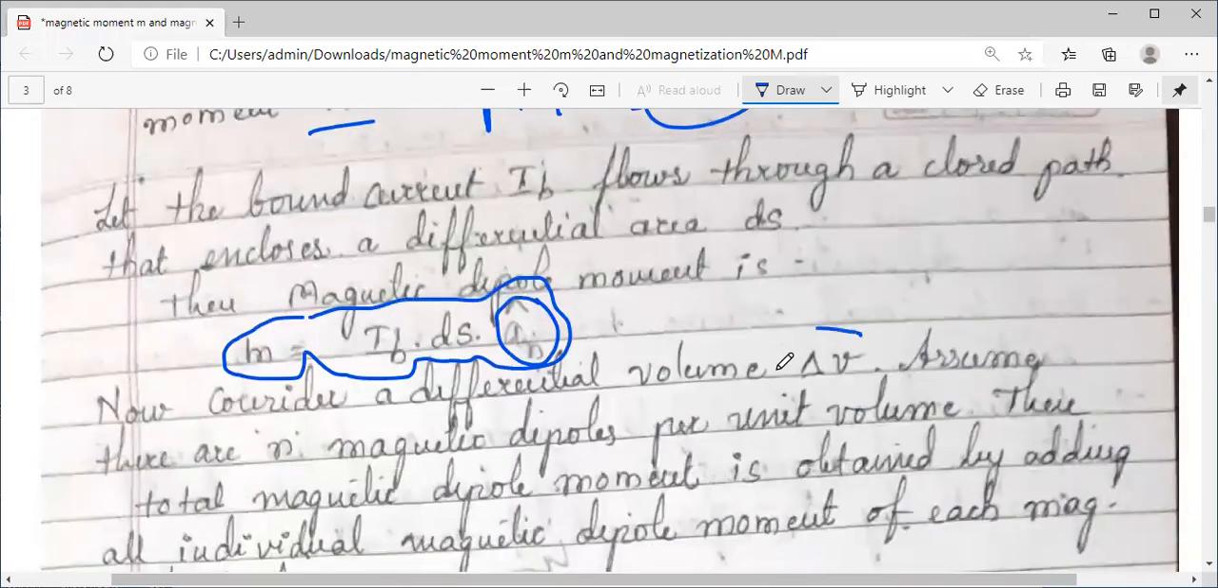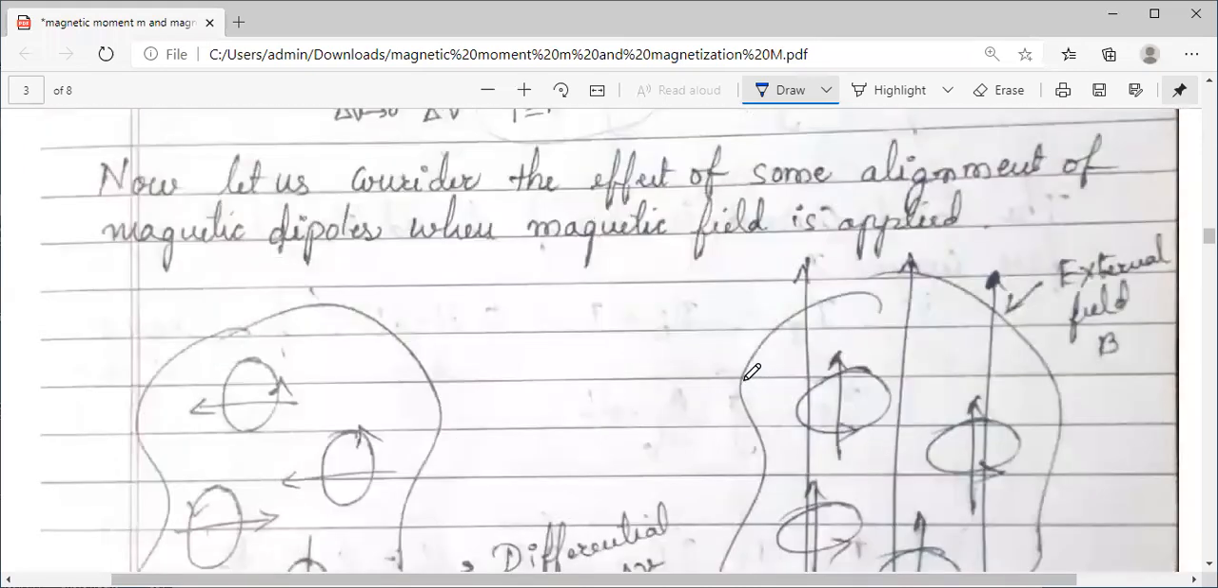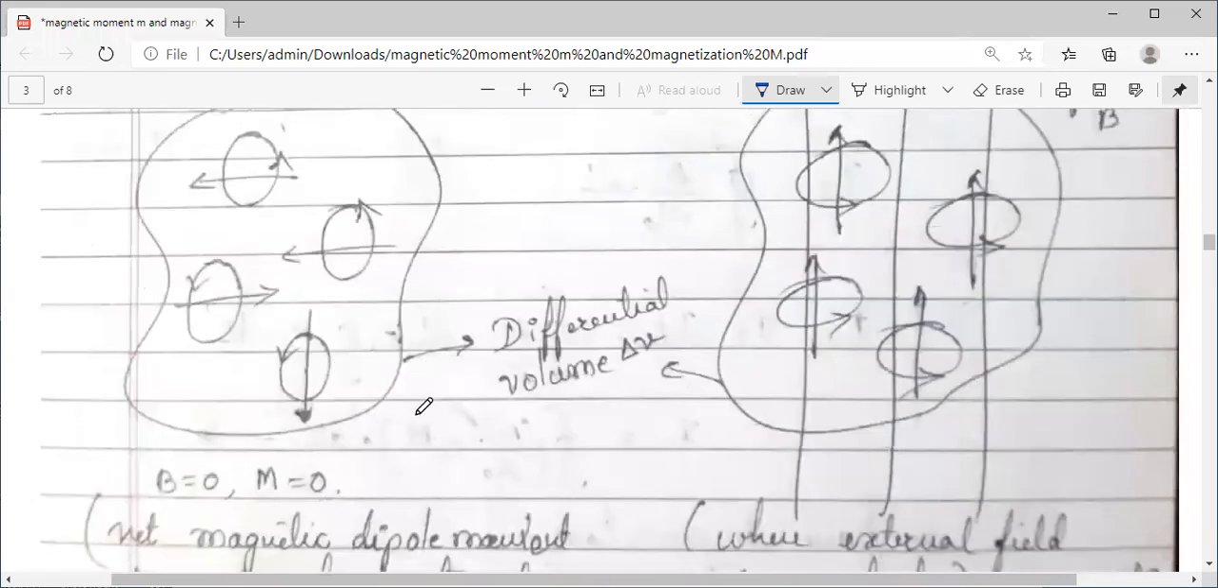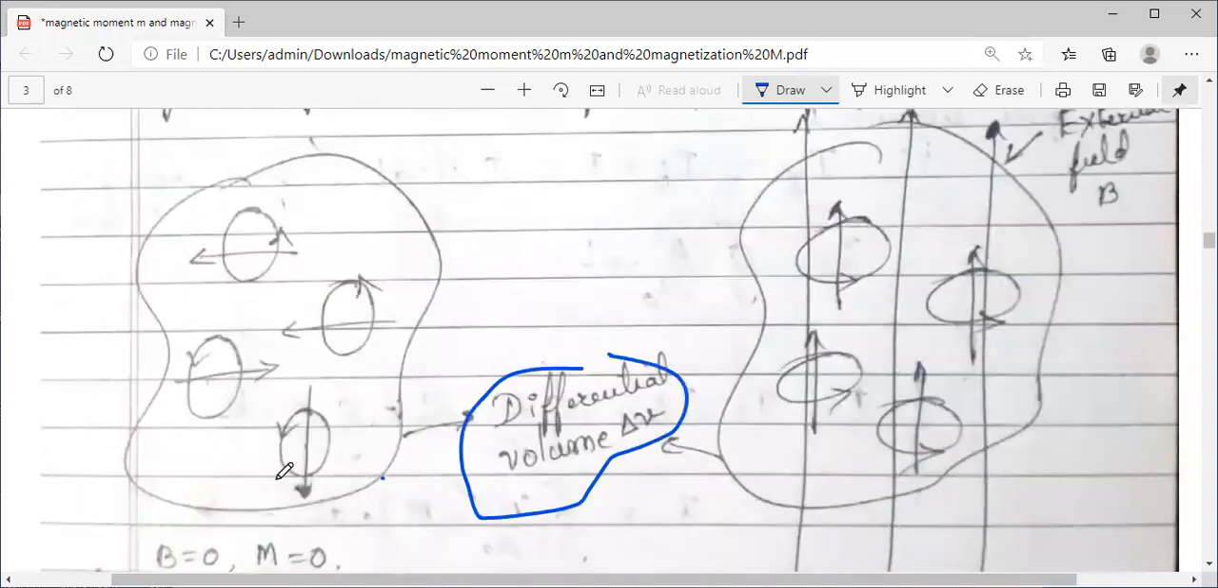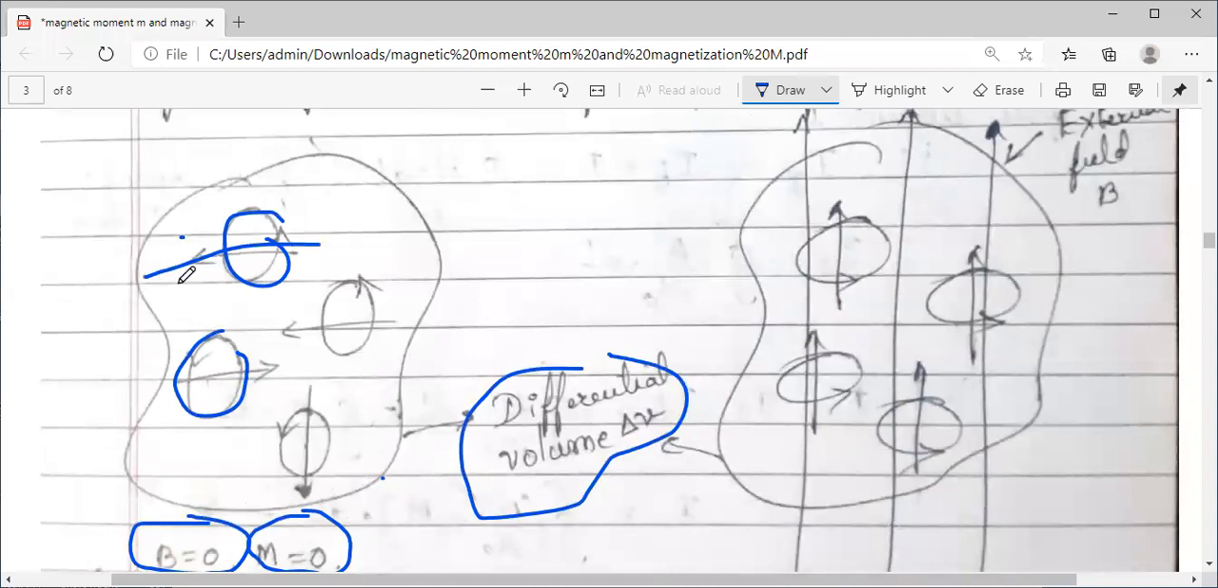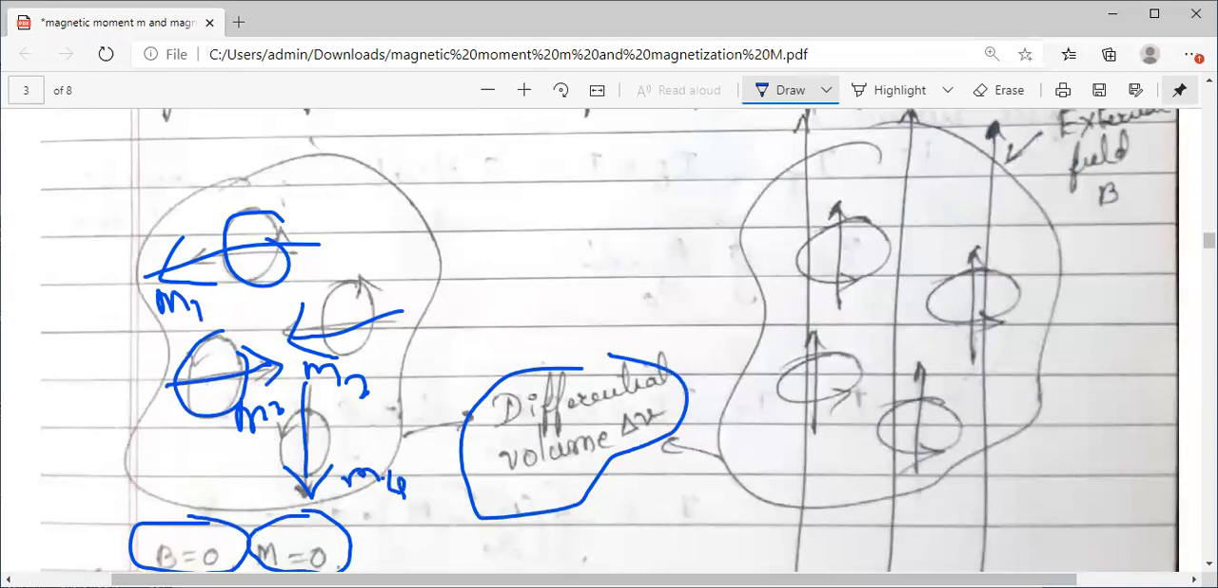Okay, if I consider some volume, I think in the class I had drawn this figure. Suppose I consider some differential volume. Within that, naturally, without applying any field, there will be no magnetization, because you can see how the orientation is. The dipole moment is in different directions. The alignment is different. The value of this one is say m1, this one is m2. Maybe both are the same here, but here it is different. m3, small m, okay, m4. All are different, so we don't have any magnetization here.